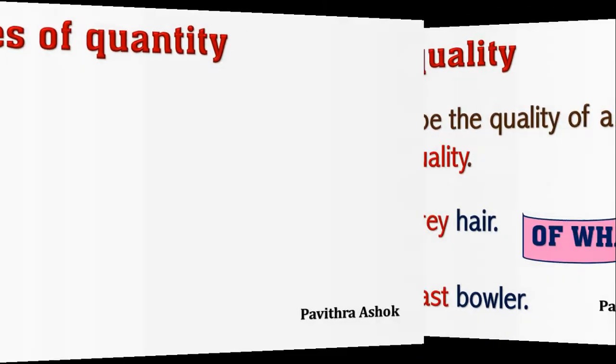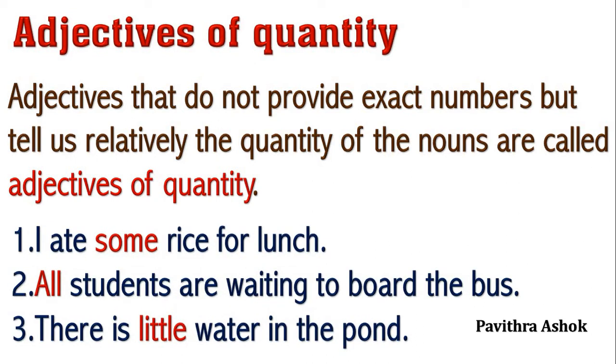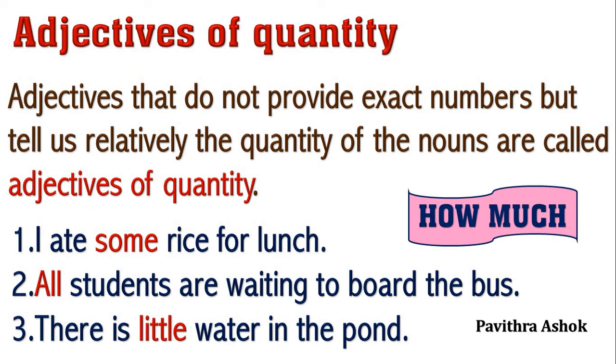Next, we'll move on to adjectives of quantity. Adjectives that do not provide exact numbers but tell us relatively the quantity of the nouns are called adjectives of quantity. For example, I ate some rice for lunch. All students are waiting to board the bus. There is little water in the pond. Here, the highlighted words specify the amount of the given nouns. They answer the question how much. They are called adjectives of quantity.